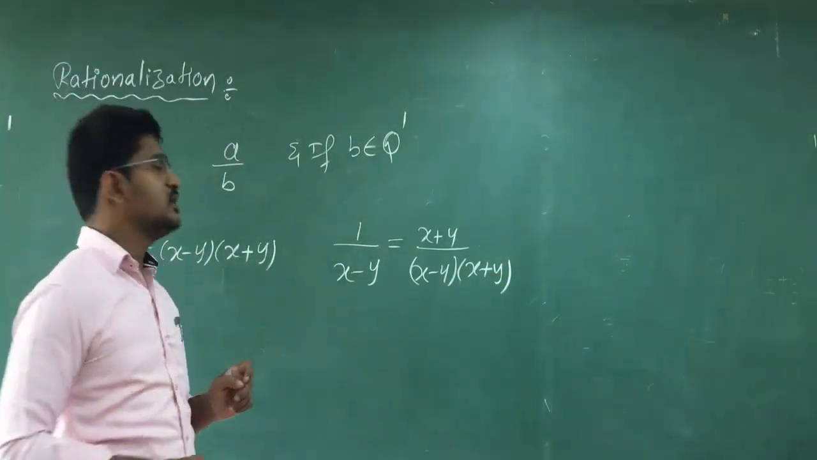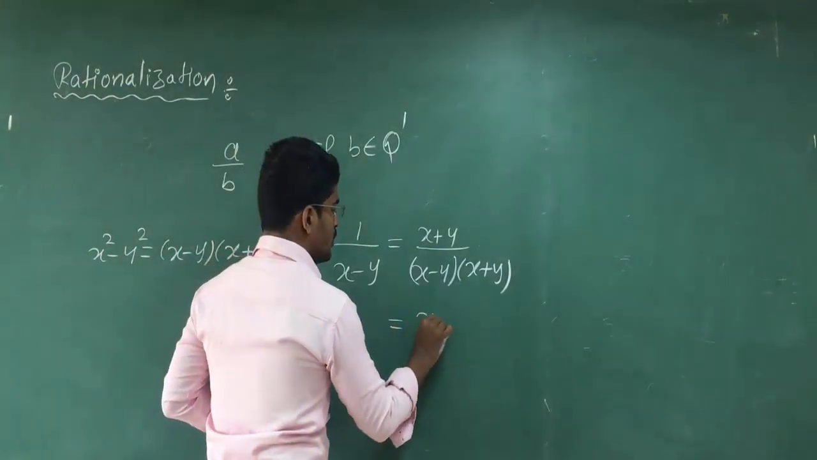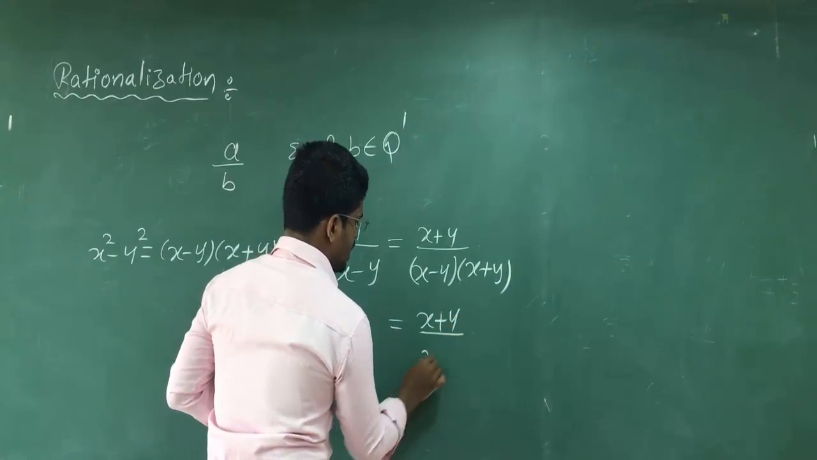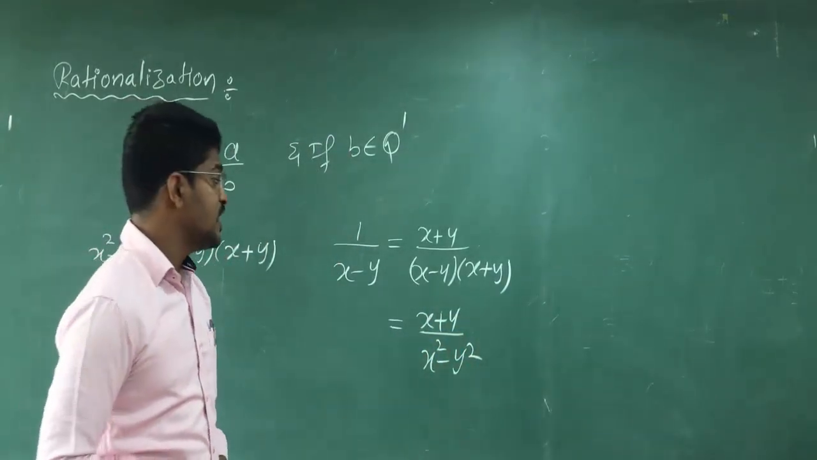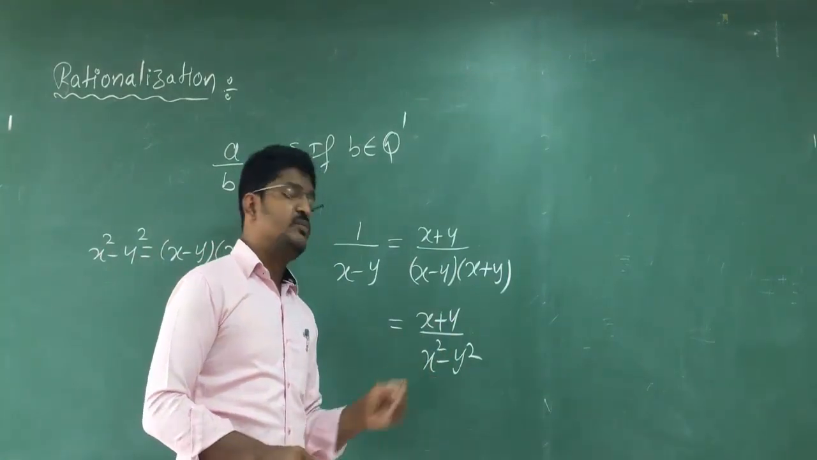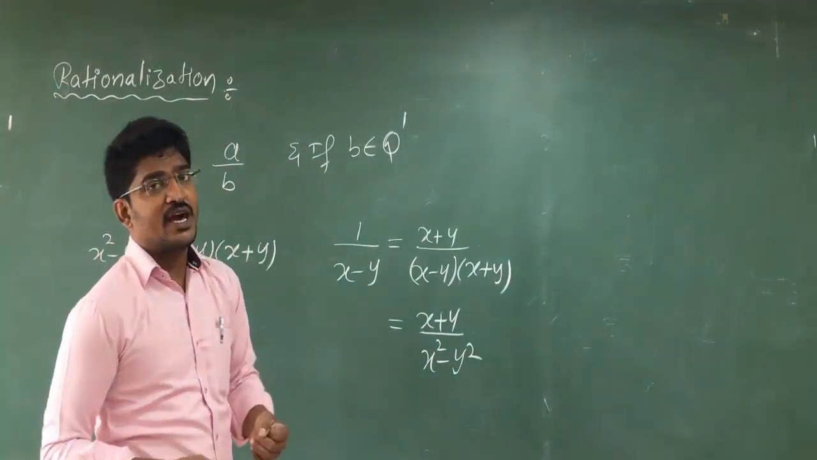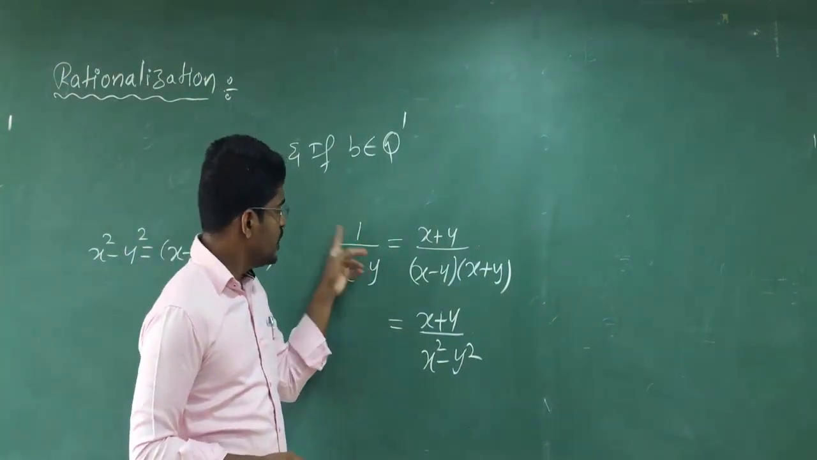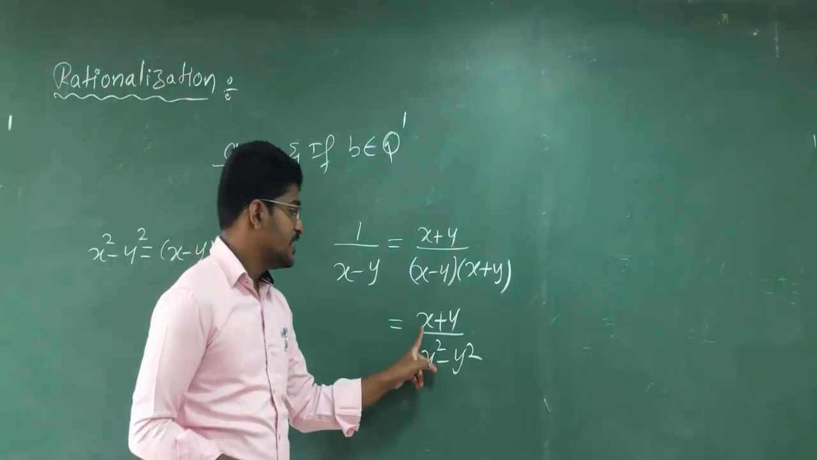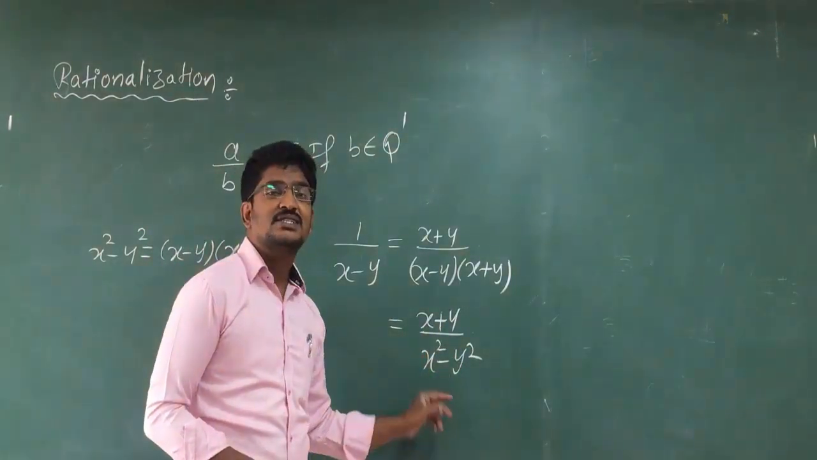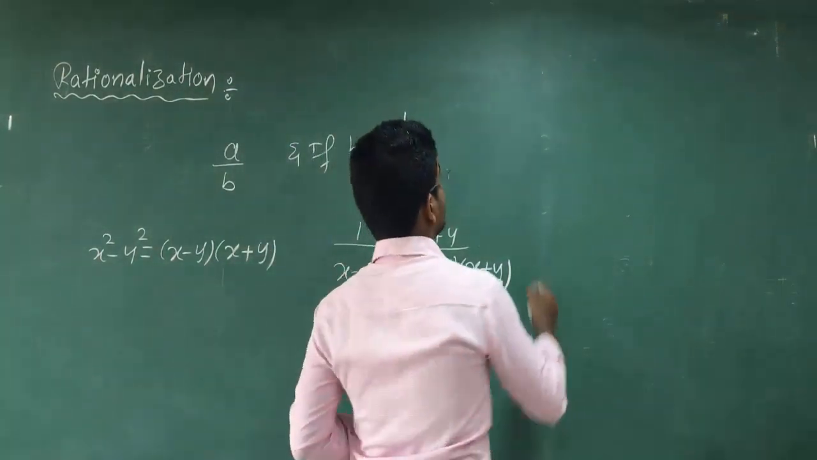So now this will be equal to what? x plus y divided by x square minus y square. I think you got an idea. Suppose you have 1 divided by x minus y, then directly what can you write? x plus y divided by x square minus y square. Clear? One more thing let us learn here.